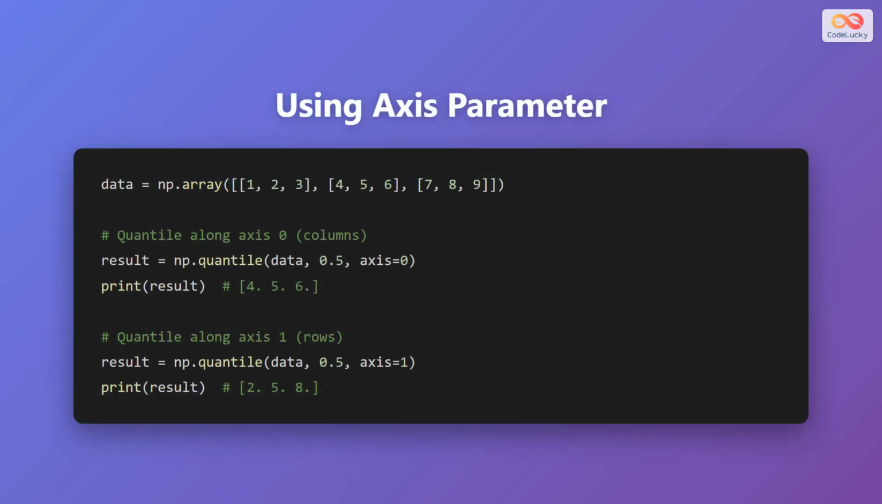The axis parameter allows you to compute quantiles along specific dimensions of multidimensional arrays. In this example, we have a 3x3 array. When we set axis equals 0, we calculate quantiles along the columns, giving us 4, 5, 6. When we set axis equals 1, we calculate quantiles along the rows, resulting in 2, 5, 8. This flexibility lets you analyze data in different directions depending on your needs.